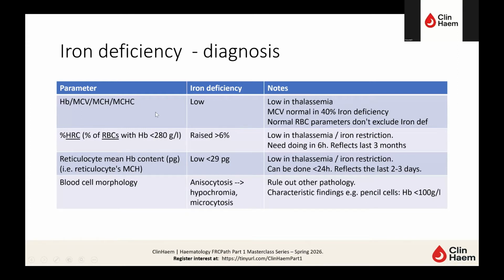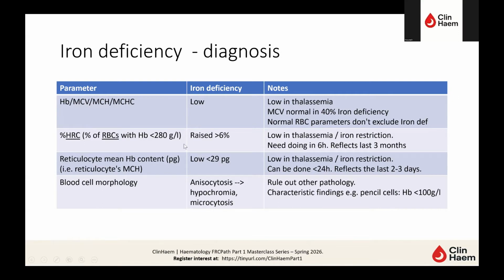For the diagnosis, there are some parameters. Of course, in the full blood count, that's widely available, you would see low hemoglobin if there is anemia, but there is a thing called iron deficiency without anemia, needless to say. The MCV would be low, MCH, the mean corpuscular hemoglobin, would be low, and similarly, mean corpuscular hemoglobin concentration would be low as well. But of course, as you know, all of these things can be present in thalassemia as well. MCV is normal in up to 40% of patients with iron deficiency, and normal RBC parameters do not exclude iron deficiency. So, iron deficiency is still important to diagnose because of some of the reasons that I mentioned.